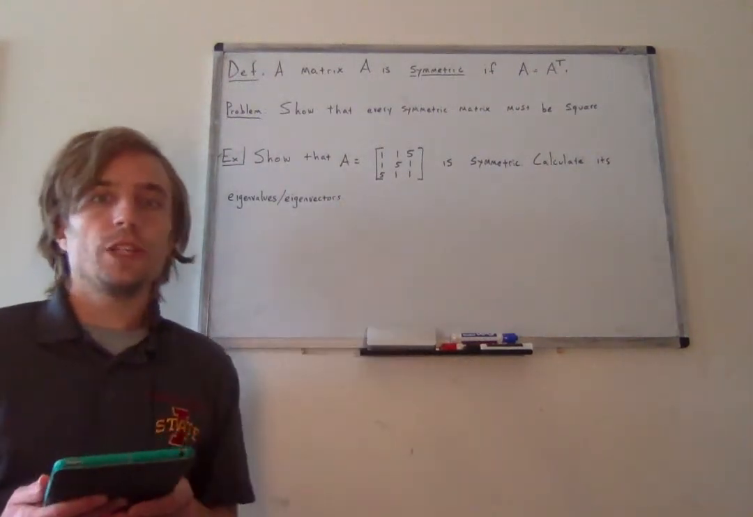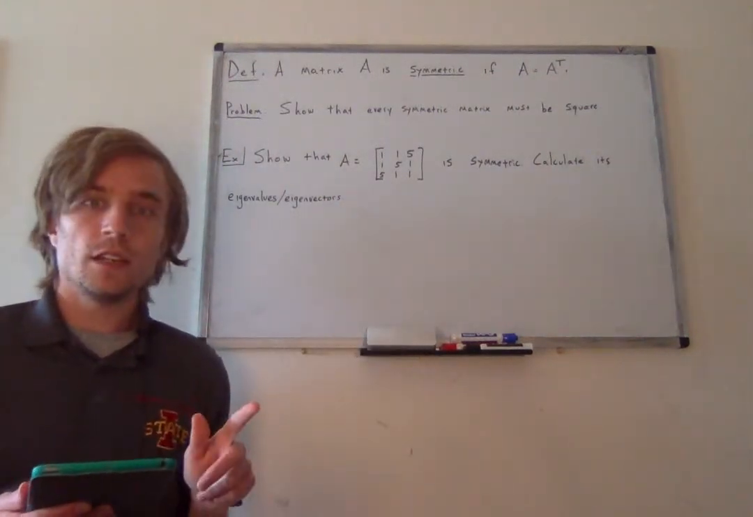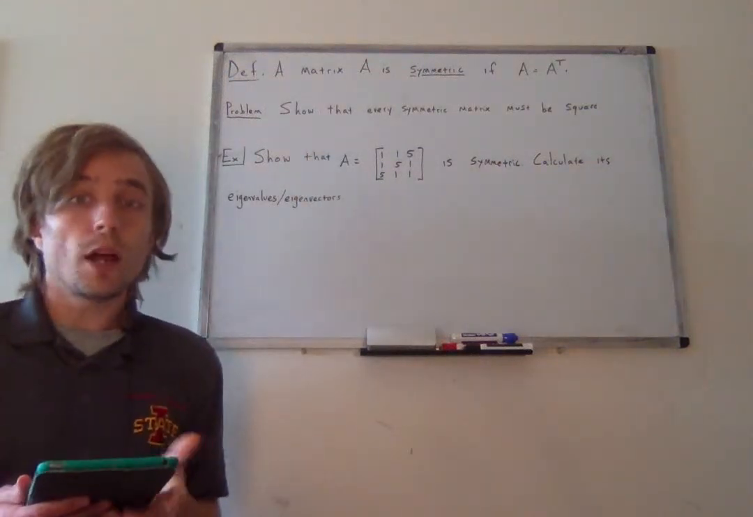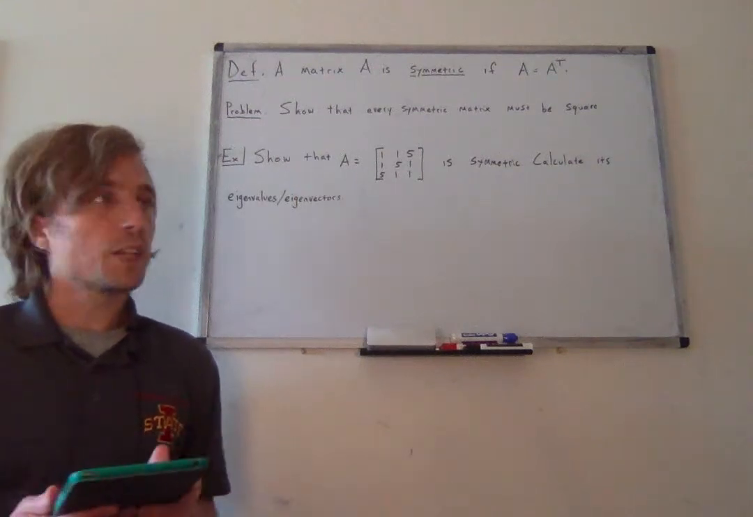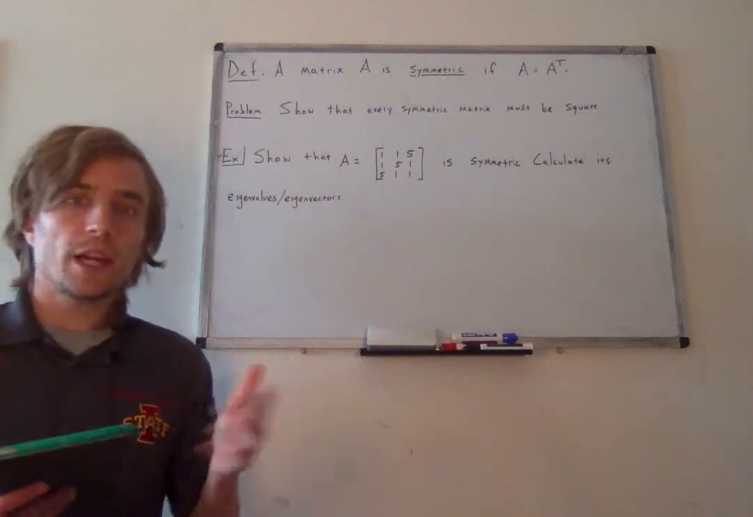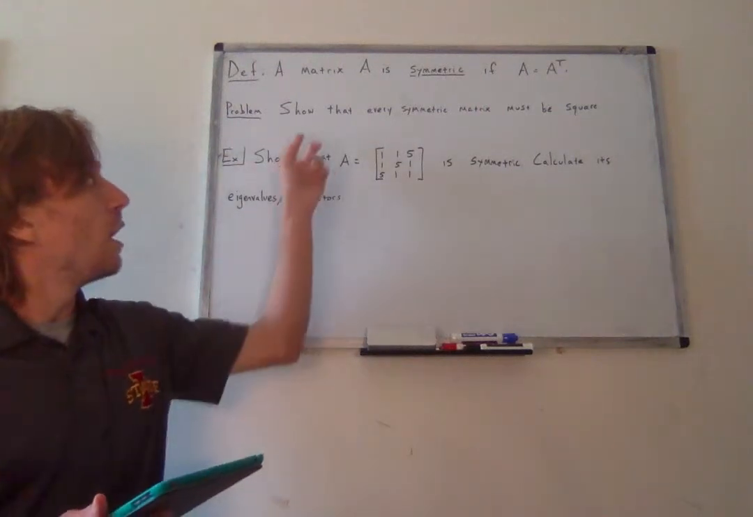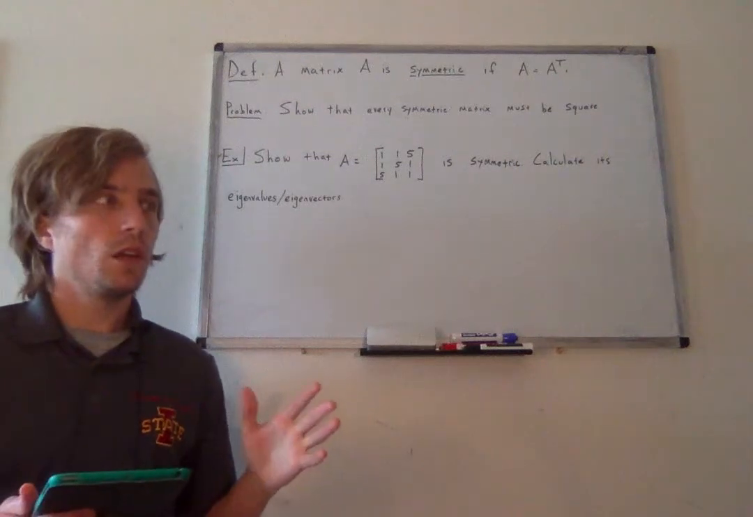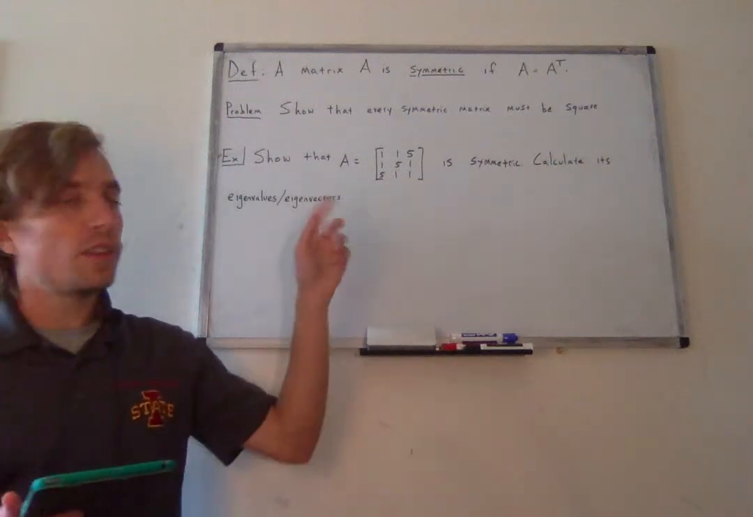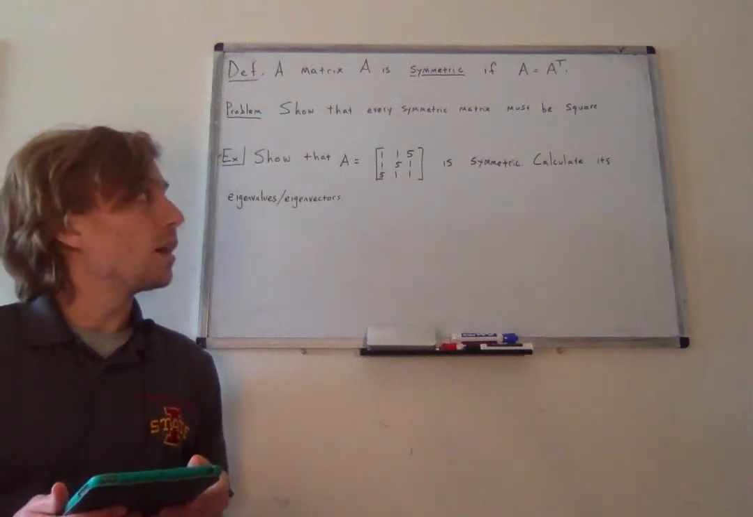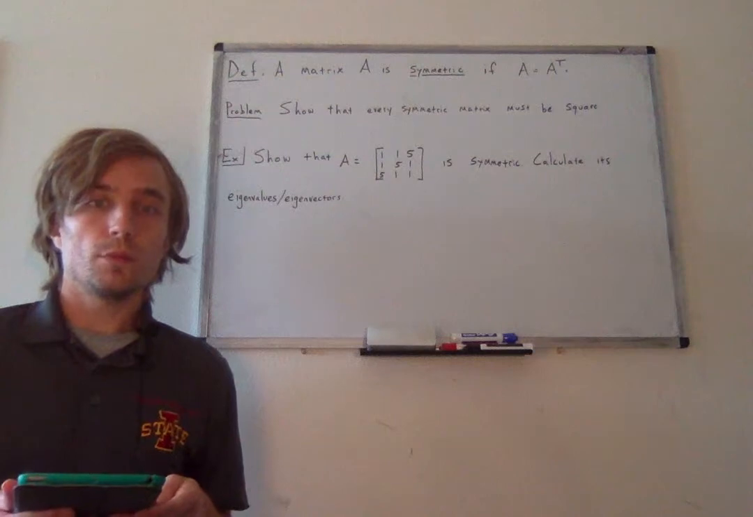So I've got an example here of what a symmetric matrix looks like, but before going on to that, I want to quickly talk about the problem I have on the board, which is more of a fact, but I think this is good practice using the transpose. Show that every symmetric matrix must be square. So pause the video, think about the relationship between A and its transpose for a second, and try and work through the problem.